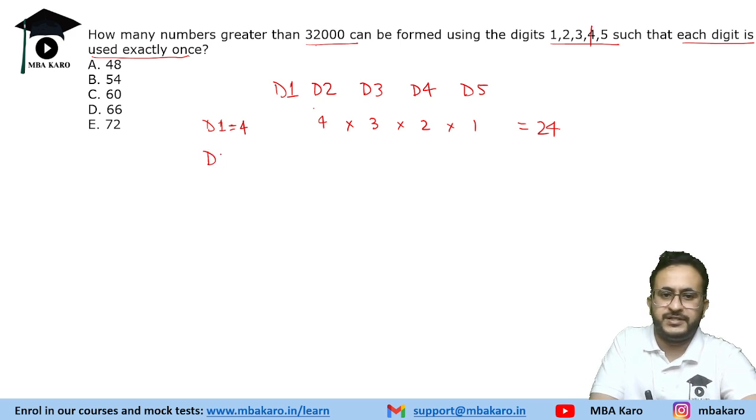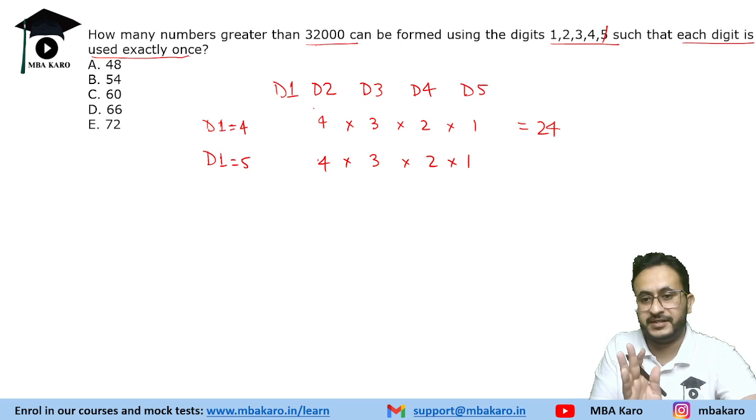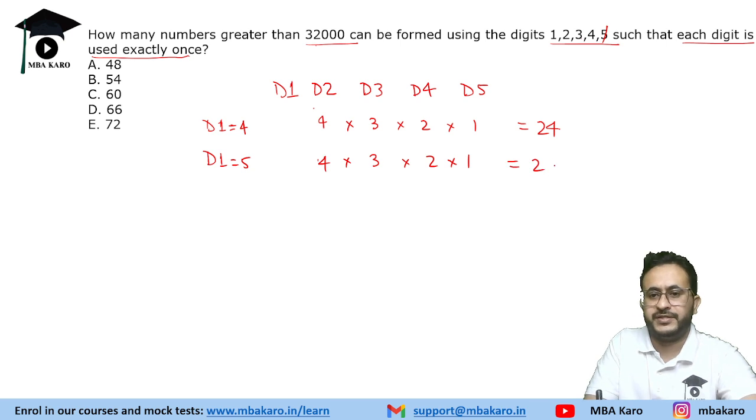Similarly, if you put the first digit as 5, we have 4 options for 4 digits. So they can be arranged in 4, 3, 2, 1. There is no repetition given to us. So 24 ways for this also.